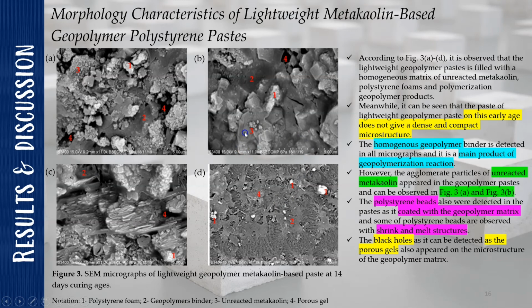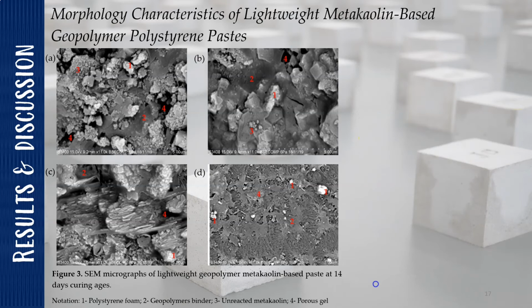The polystyrene bits were also detected in the paste, coated with the geopolymer matrix, and some of the polystyrene bits are observed with a shrunk and melted structure. The black holes, which can be detected as the porous gel, number 4, also appeared on the microstructure of the geopolymer matrix. The observations from the SEM micrographs bring us to the discussion.